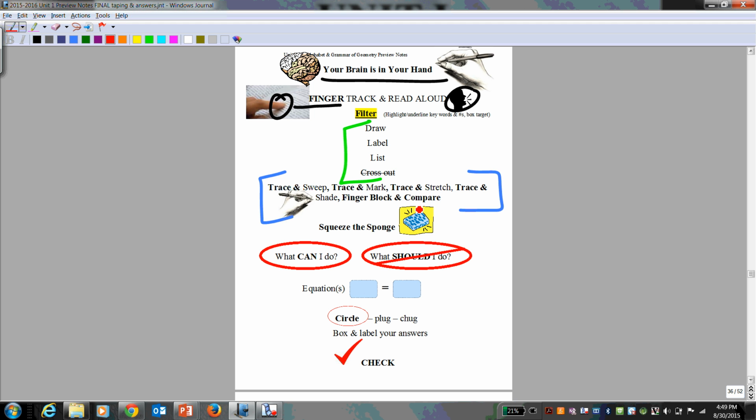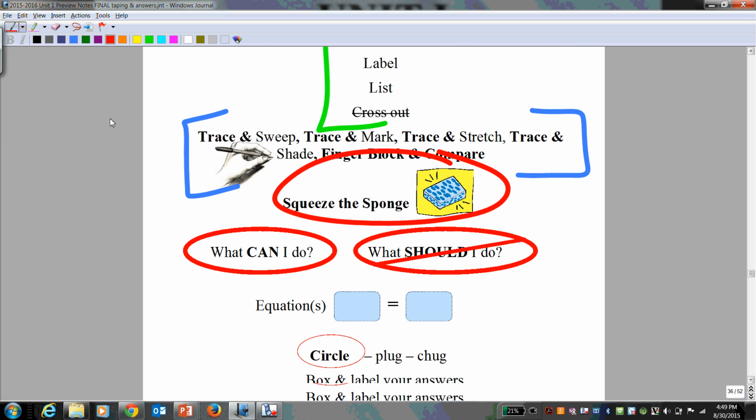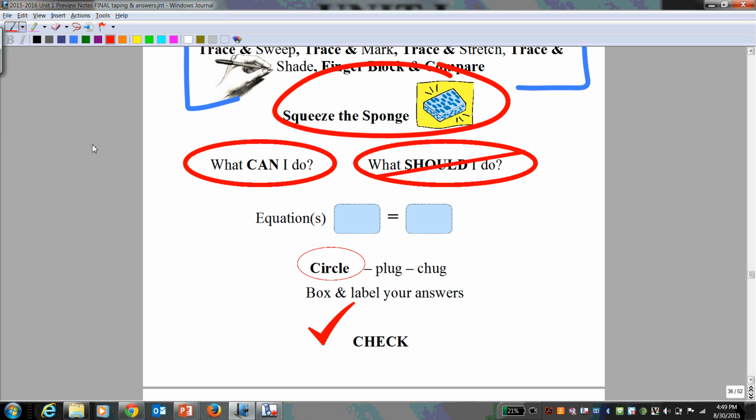You're going to hear me use this term, squeeze a sponge. That means squeeze out all the information you can out of a problem, even when you don't understand something. You learn to ask yourself, well, what can I do? Rather than what should you do?